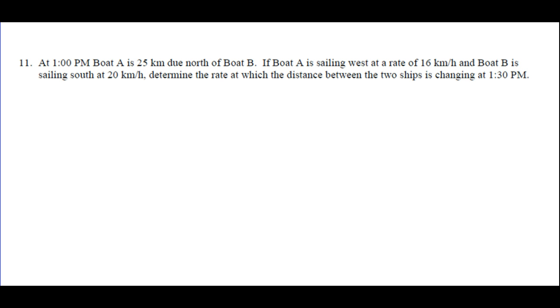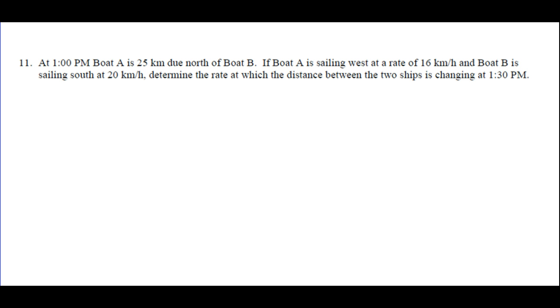At 1 p.m., boat A is 25 kilometers due north of boat B. If boat A is sailing west at a rate of 16 kilometers per hour, and boat B is sailing south at 20 kilometers per hour, determine the rate at which the distance between the two ships is changing at 1:30 p.m.